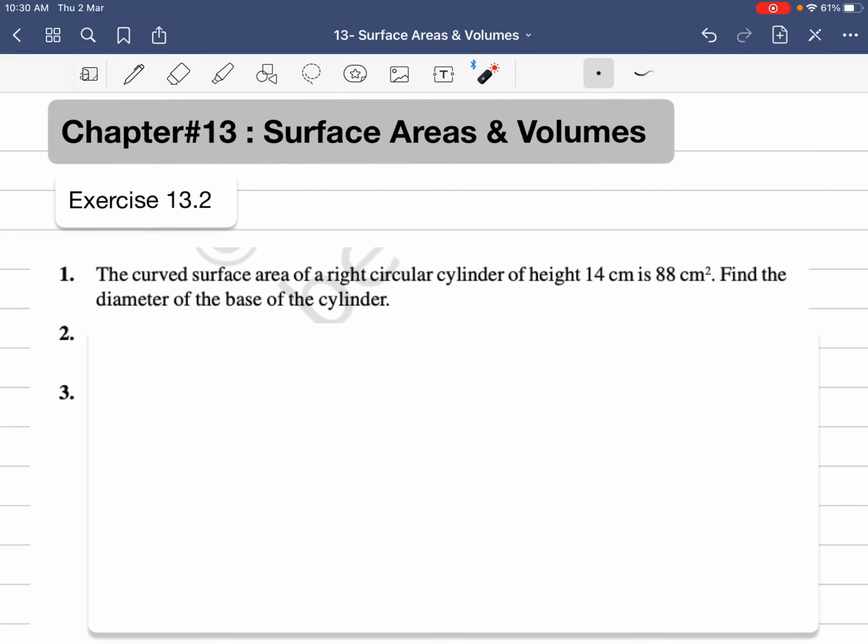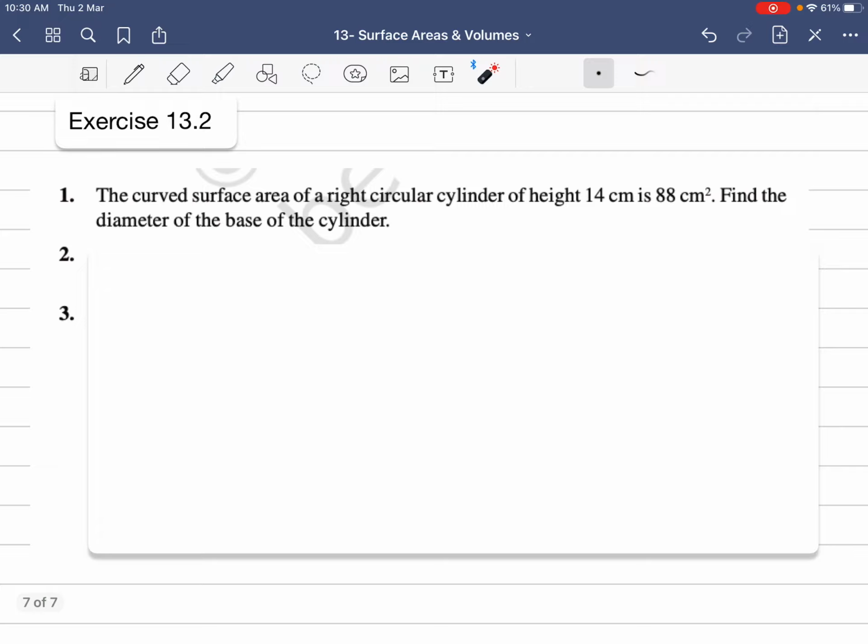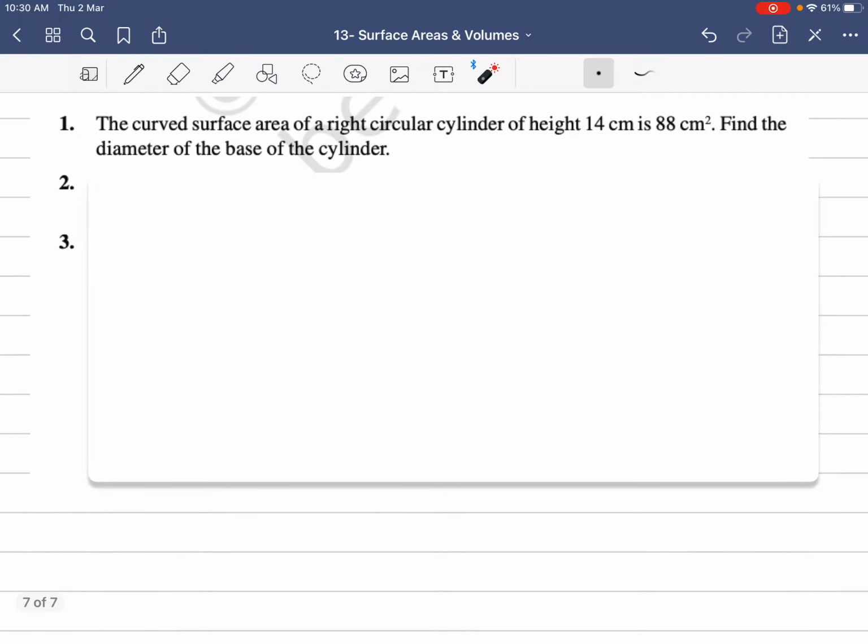So in this video, we are going to see problems from exercise 13.2, which belongs to chapter number 13, surface areas and volumes. So let's start with problem number 1. Let's read what the problem says. The curved surface area of a right circular cylinder of height 14 centimeter is 88 centimeter square. Okay, so this is the key information. Height is 14 centimeter and the curved surface area is 88 centimeter square.